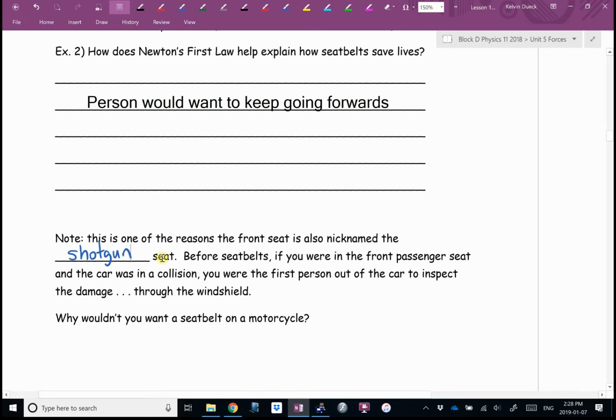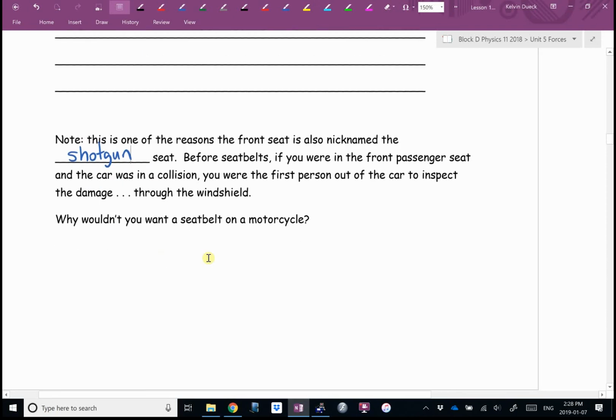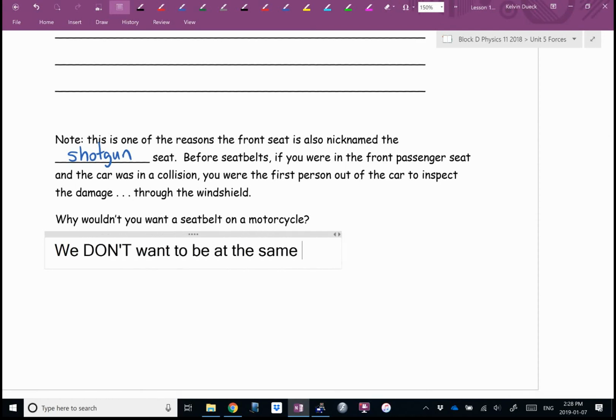Right? Why wouldn't you want a seatbelt on a motorcycle? Okay. Yeah, also because of Newton's first, we don't, you know what, I'll capitalize don't, want to be at the same speed as the wreckage. Right? So you want to separate yourself from it, otherwise you could tumble with the wreckage and have it be landing on top of you. So we've thought of that too.